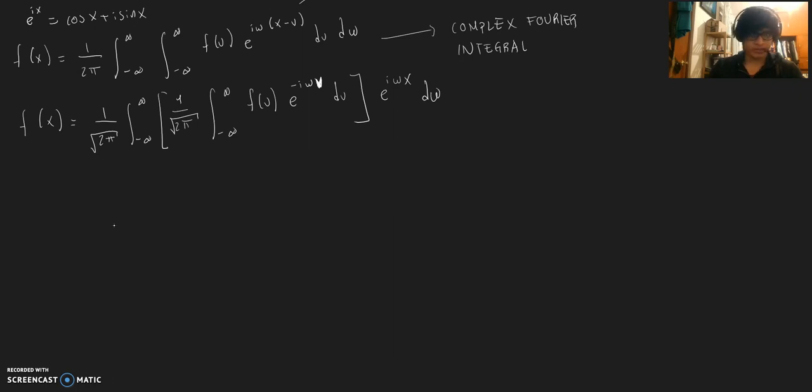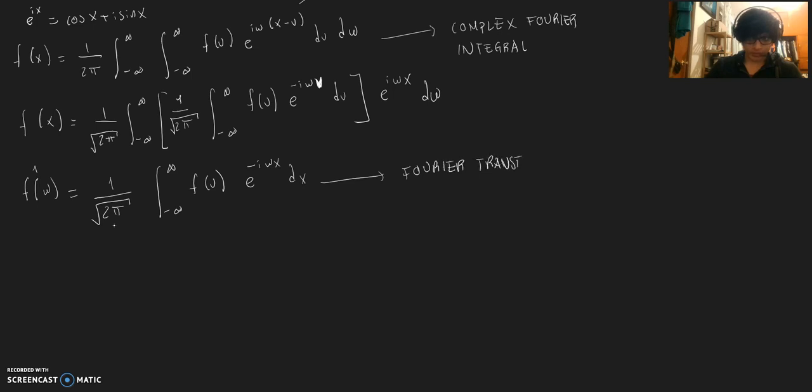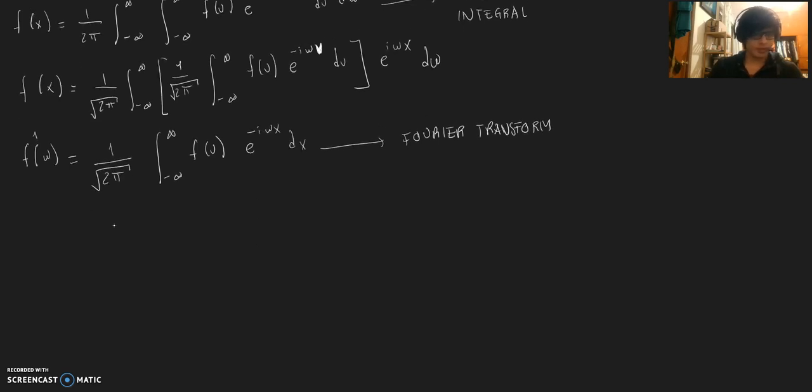So this is another representation of the given complex Fourier integral, but here we can also make yet another consideration, that this integral of f of v times e to the minus i w v dv is considered the Fourier transform. So the Fourier transform of a given function f will be equal to this integral here.